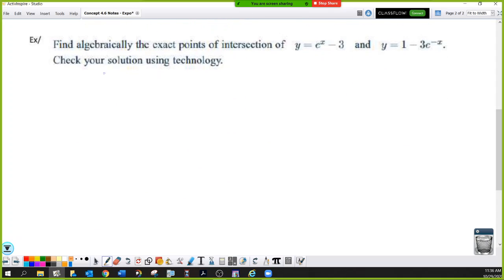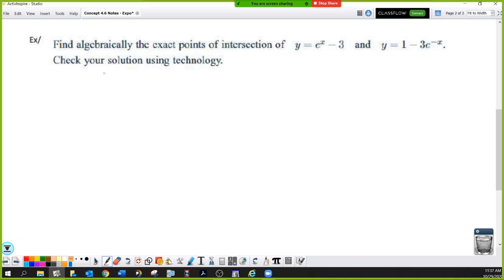Find algebraically, that means don't cheat and use a calculator, the exact points of intersection. That means your answers will be numbers you can find algebraically. Or they are logarithms or something along those lines. But you're not going to be able to give us a decimal answer. Can't give us an irrational answer.